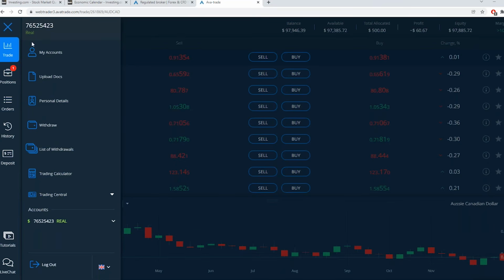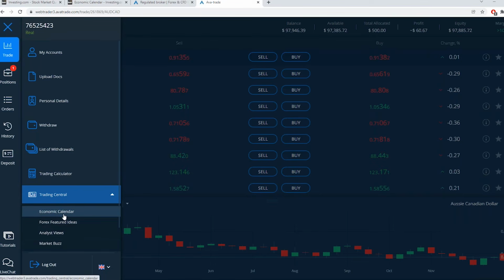You find it here under Trading Central. Okay. And you might find that it doesn't work on a demo account or an unfunded account. You'll have to have a funded live account for these features to work on the web trader. I believe on the app, it works even on the demo accounts.